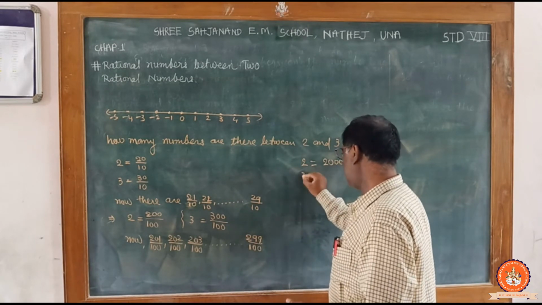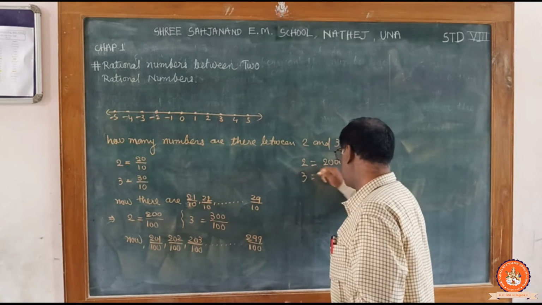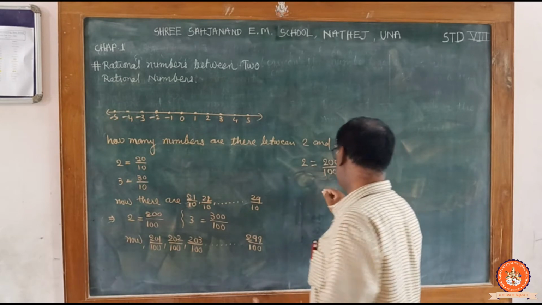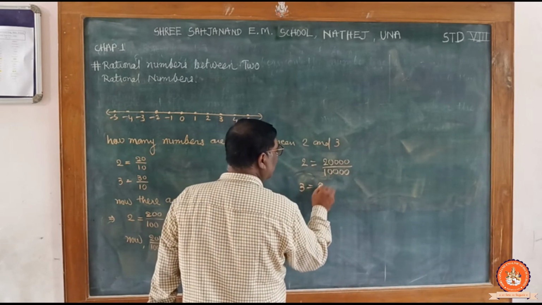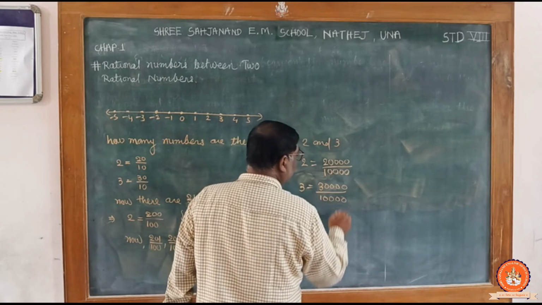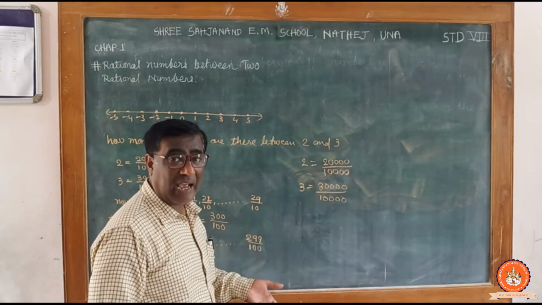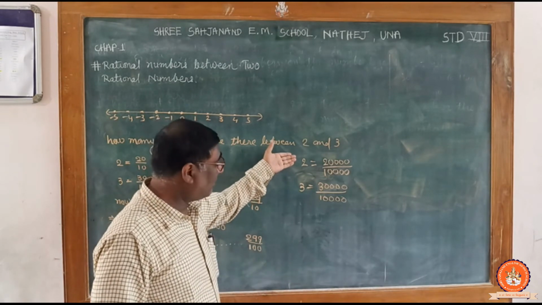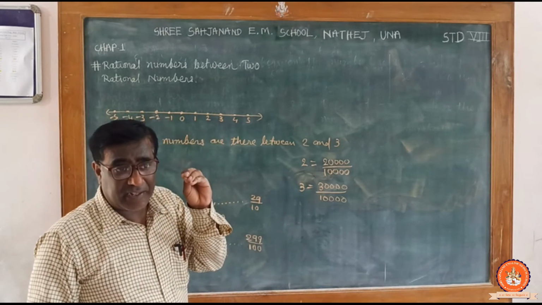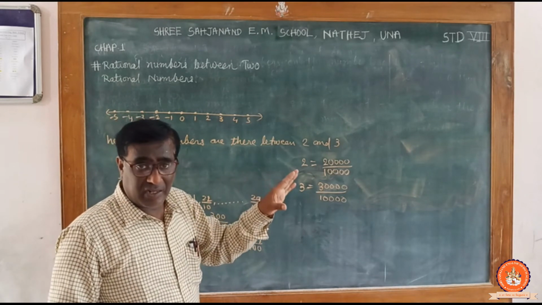2 can be written as 20,000/10,000 and 3 can be written as 30,000/10,000. So there are 9,999 numbers you can write between 2 and 3. So you can write infinite numbers between any two given numbers.